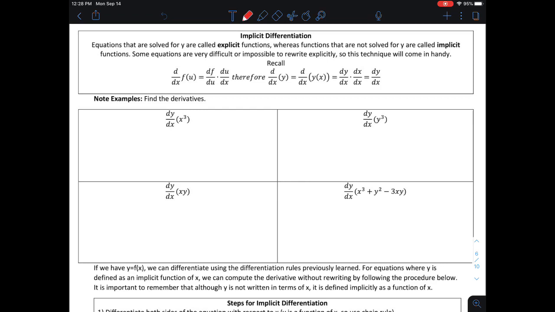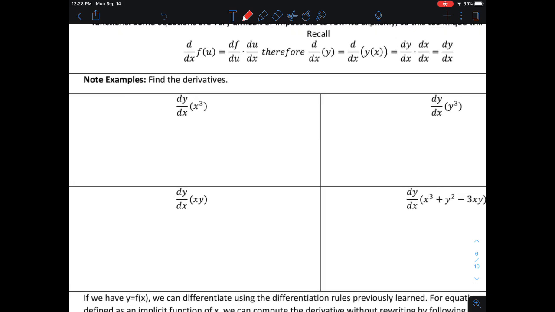And we'll see as we work our way through these problems that when I encounter a variable that I'm not taking the derivative with respect to, we'll have to write the derivative of whatever that variable is with respect to what I'm differentiating with respect to.